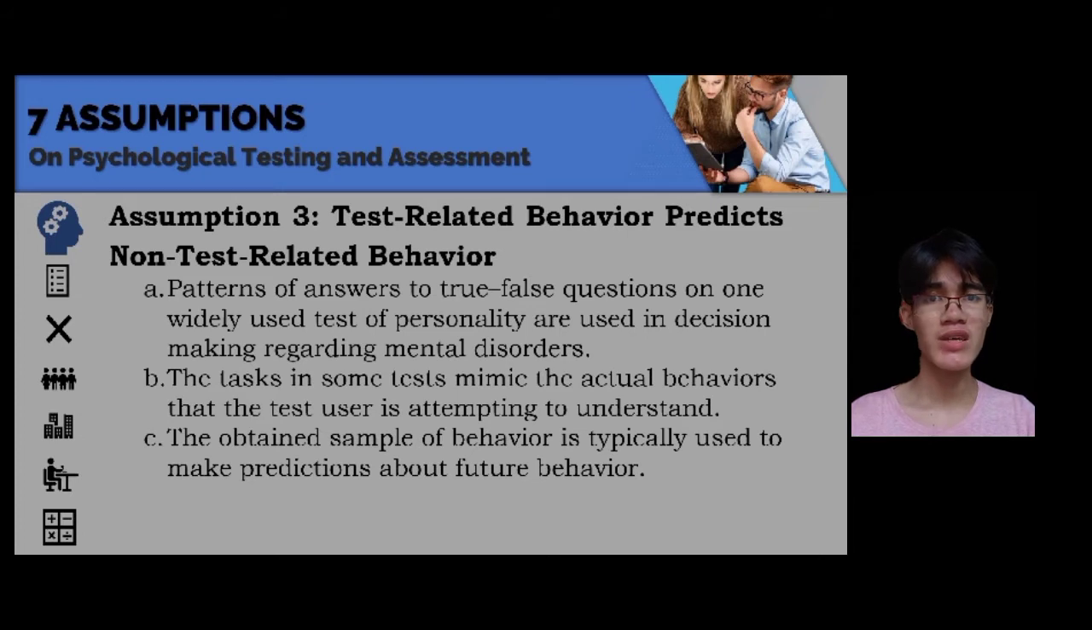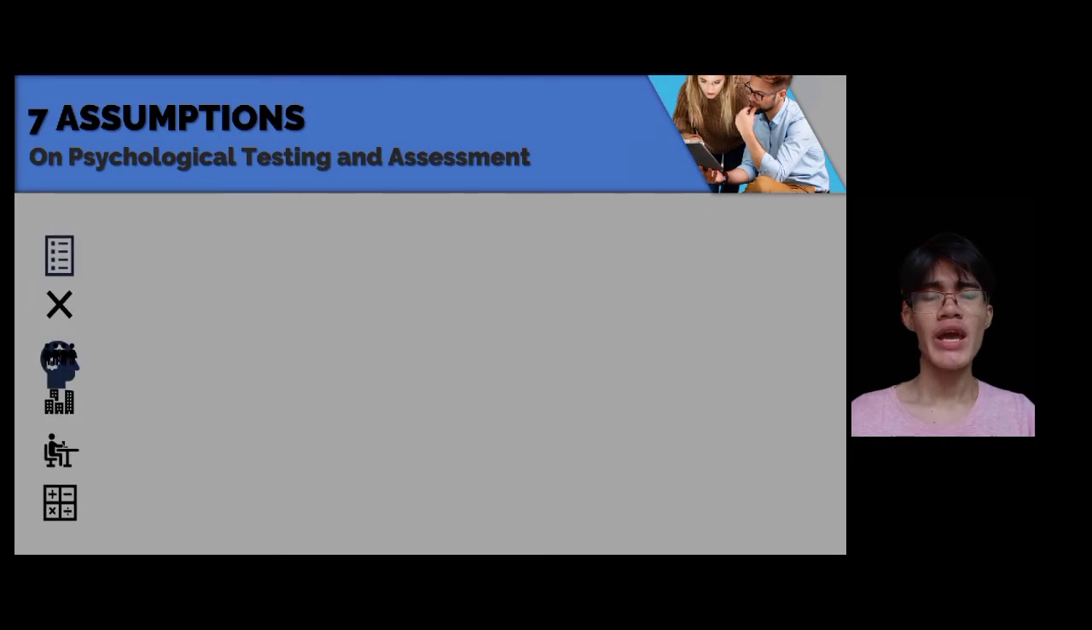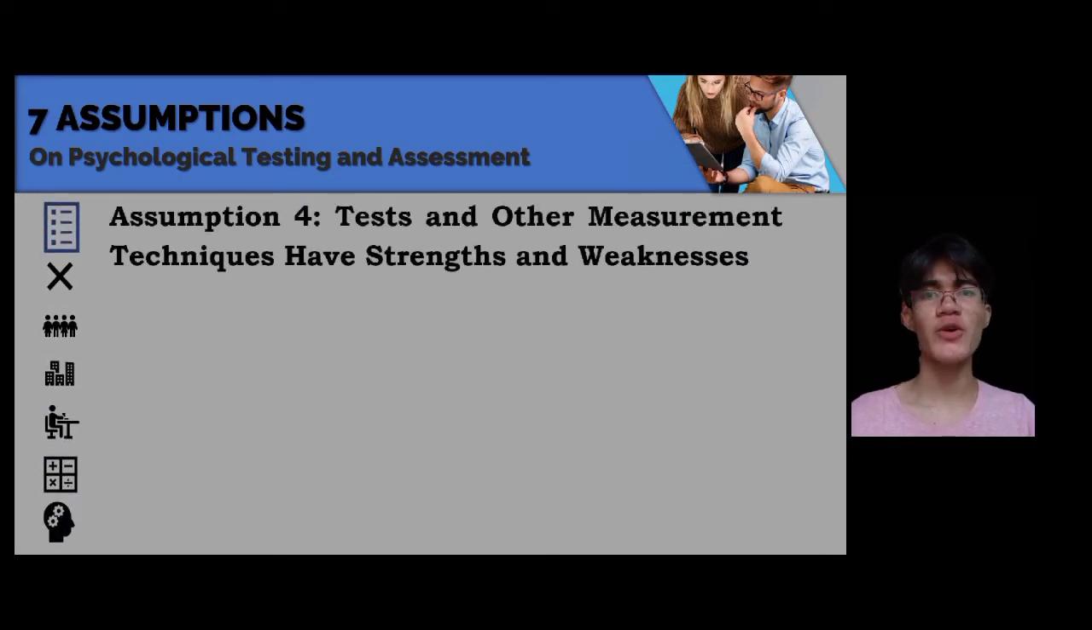Also, some of the questions and tests will predict the future behavior of the test user. For example, the MBTI, or the Myers-Briggs Type Indicator, is a personality test. However, it can also predict their behavior inside the company or if the person can work within a group. So that's it for the example. Now we move on to assumption 4.